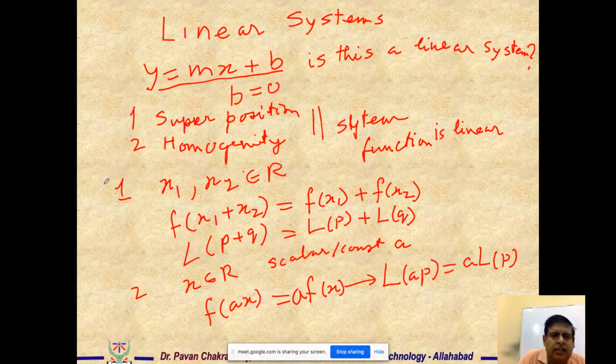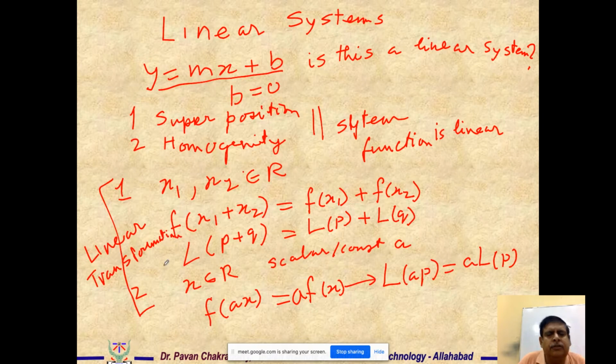What you see here, these are the only two conditions which define a linear transformation. I'm writing transformation because we are going to deal with transformations in this case.